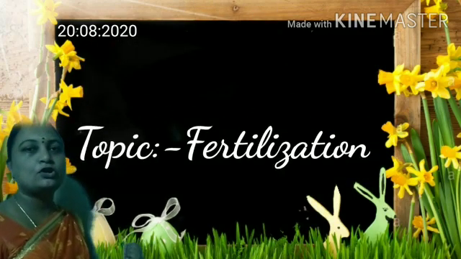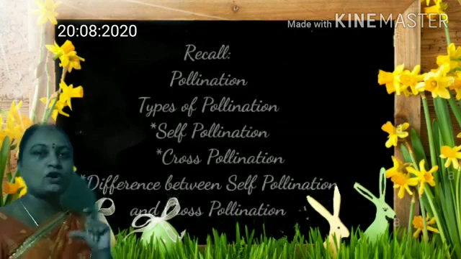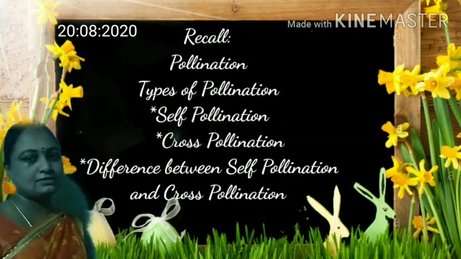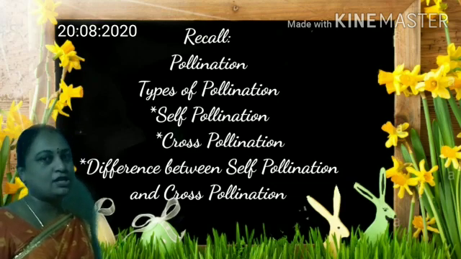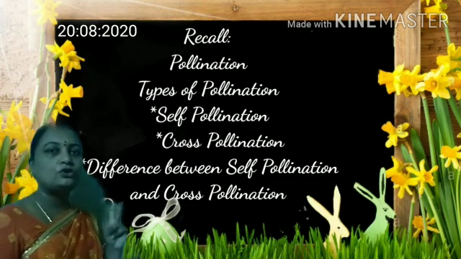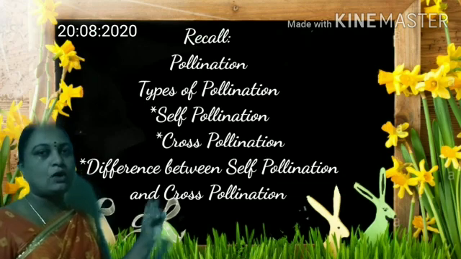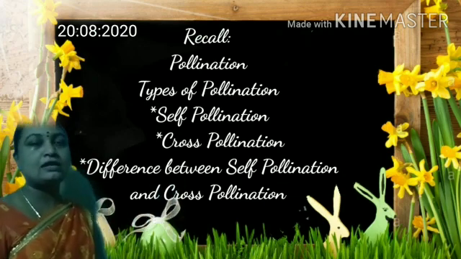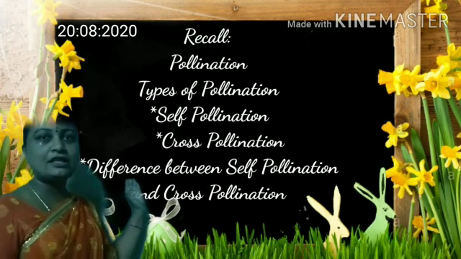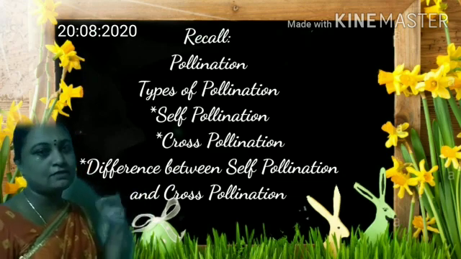Before entering into the topic, we can see one small recap about the previous class. What we saw in the previous class about pollination. In pollination, there are two types of pollination: one is self-pollination and another one is cross-pollination. And the difference between self-pollination and cross-pollination we have also discussed.